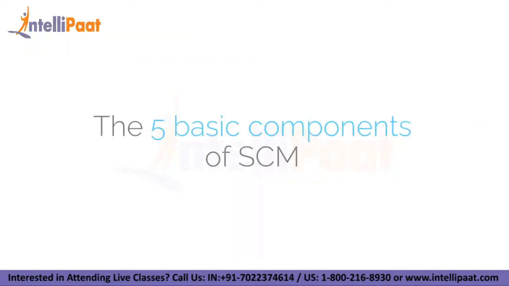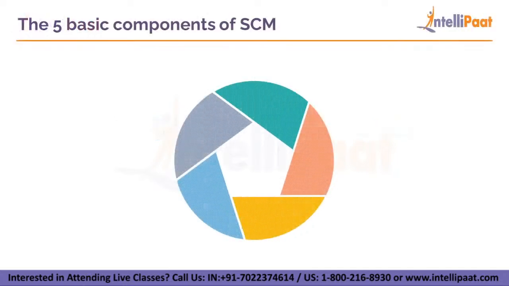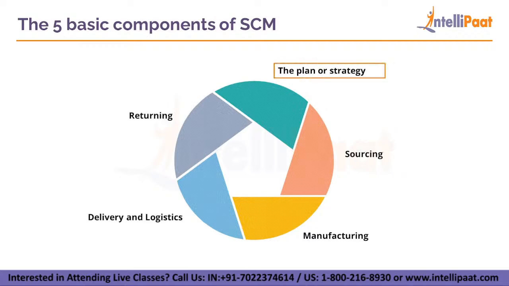Now that we have a vague idea about what exactly is supply chain management, let's take a look at the 5 basic components of supply chain management. There are 5 components of traditional supply chain management systems. First one is the plan or strategy, which requires planning and managing all resources required to meet customer demand for a company's product or service. When the supply chain is established, you determine the metrics to measure whether the supply chain is efficient, effective, delivers value to the customers, and meets company goals.